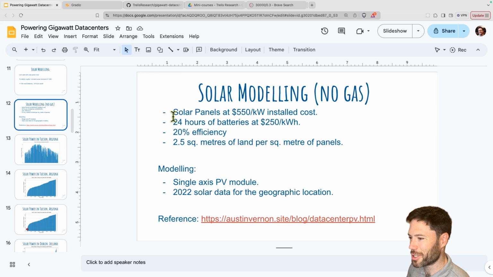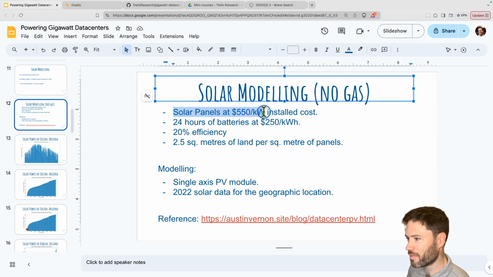And now some assumptions for costing these panels. So if we have panels at $550 per kilowatt and 24 hours of storage at $250 per kilowatt, we've 20% panel efficiency. And then just for the sake of calculating how much area these solar panels will take, I'm assuming 2.5 square meters of land per square meter of solar panels themselves. I'm modeling this as a single axis PV module, and I'm using 2020 hourly data. So I'm actually looking at the hourly data for whatever location you put in order to compute the solar output that these panels are going to give.